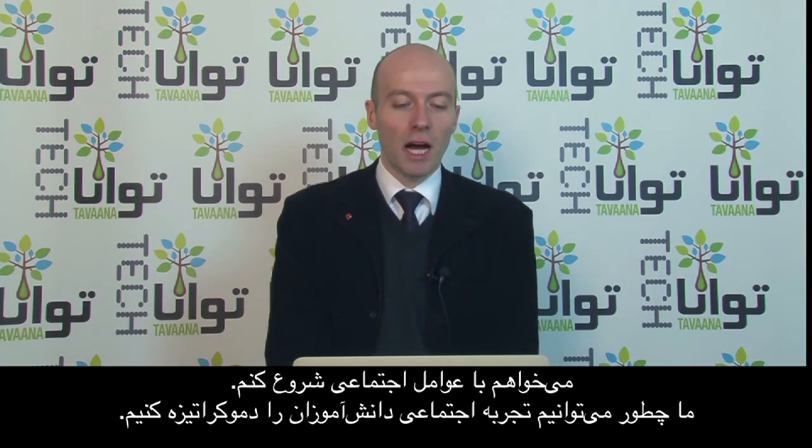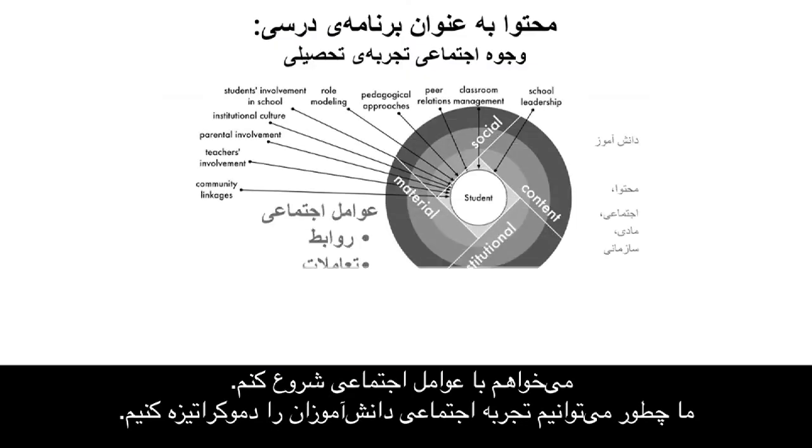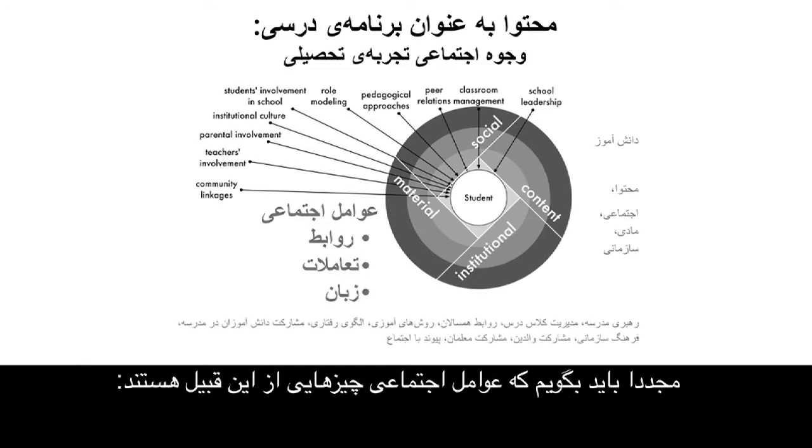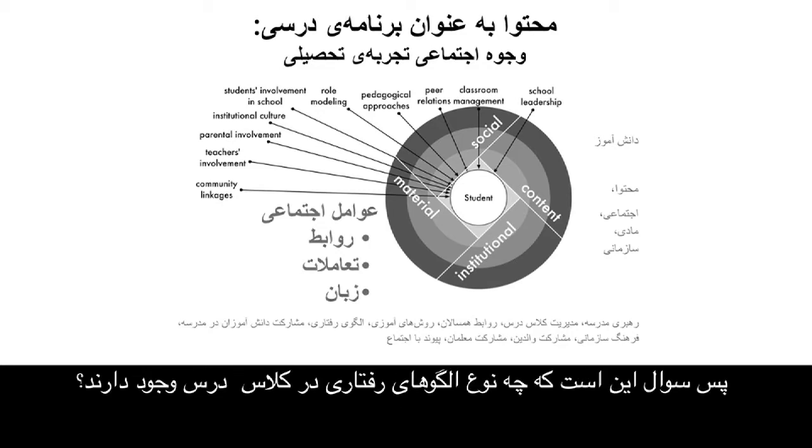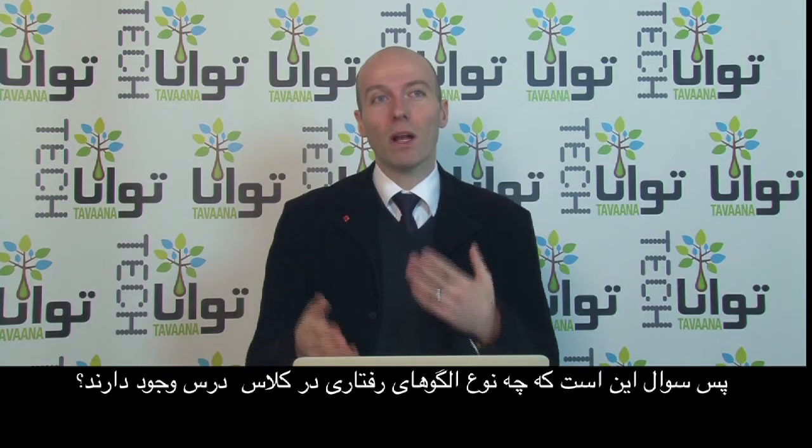How can we democratize the social experiences of students? And the social factors were, again, these kinds of things here. So things like the parental involvement in the school, role modeling. Every adult in the classroom is to some extent a role model. So the question is, what kind of role modeling is taking place?